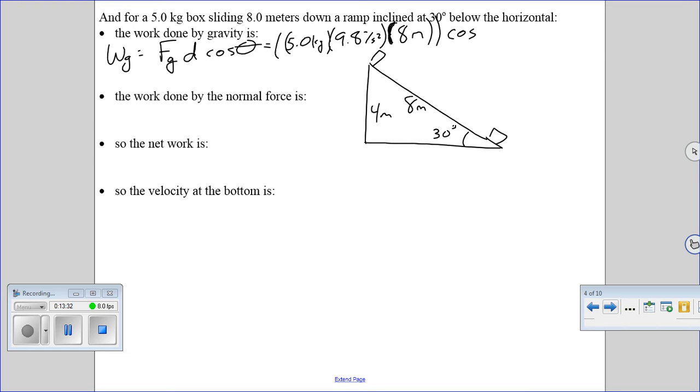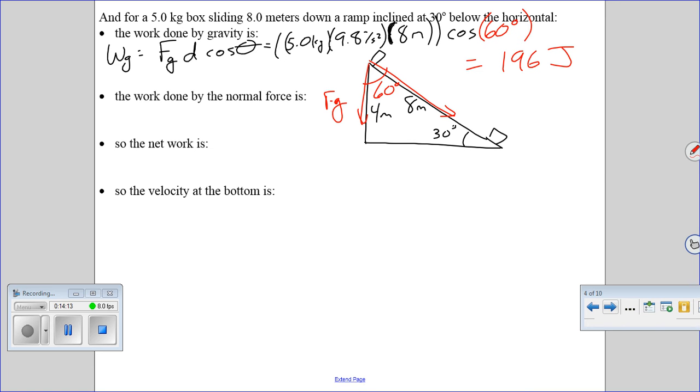Why? Well, let's see. Everybody point for me. Which way is the force of gravity going? Which way is my displacement? That way. Here's my angle. Follow? So what's that angle going to be? 60 degrees. Cosine of 60 is a half, right? So we're going to get 5 times 9.8 times half of 8. We get the same answer we got before, right? You're still going to get 196 joules.